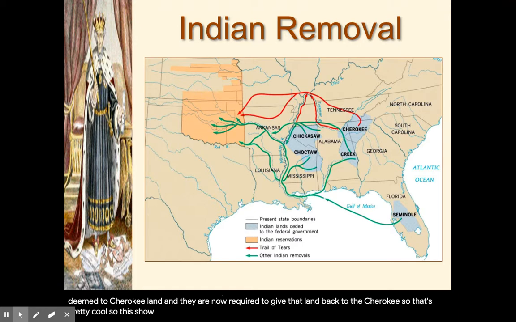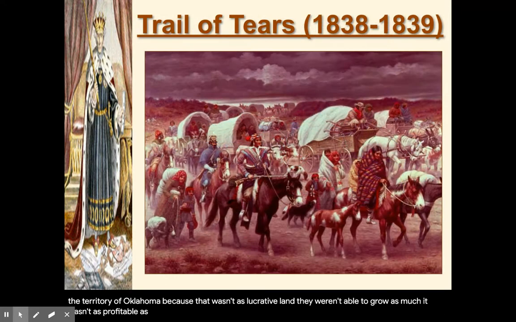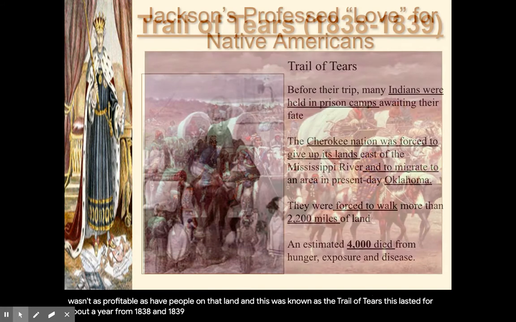This shows the Indian removal. They removed Indians from all of these states and forced them to walk over to these new lands in Oklahoma. They removed them from these lands and gave them the territory of Oklahoma because that wasn't as lucrative land. They weren't able to grow as much. It wasn't as profitable to have people on that land. And this was known as the Trail of Tears. This lasted for about a year, from 1838 to 1839.